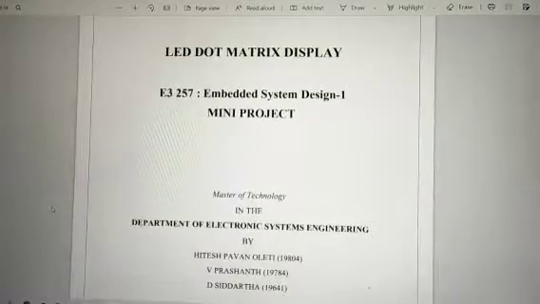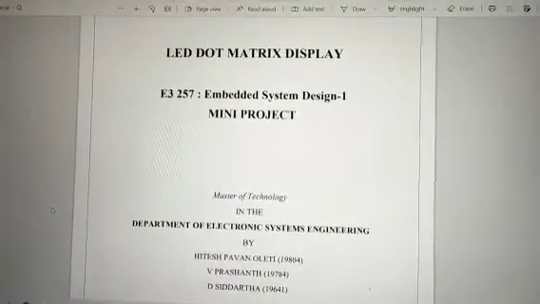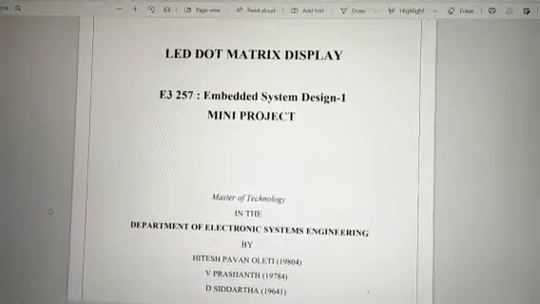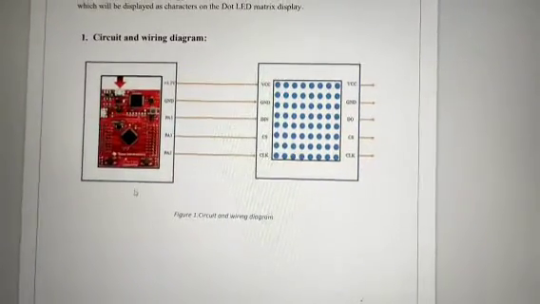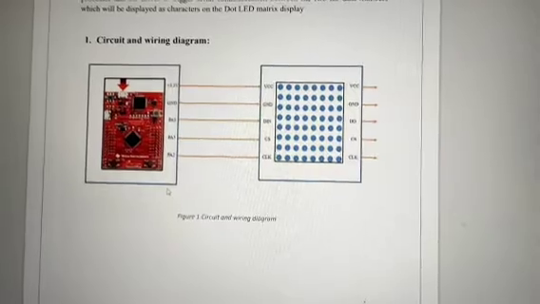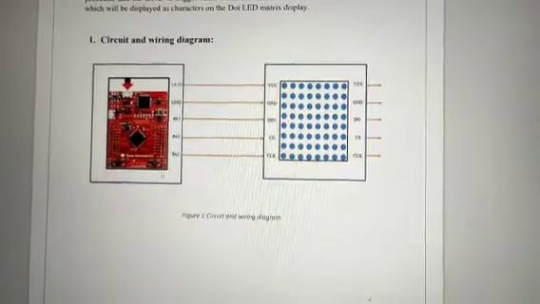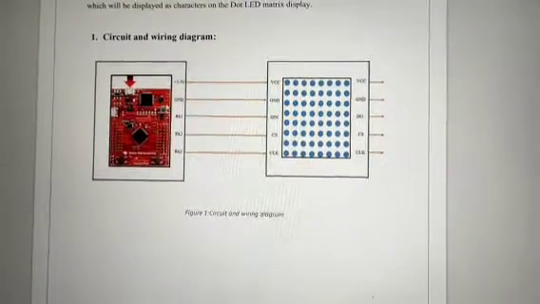Today, we are here to present a video demonstration on our project, the LED dot matrix display. Firstly, let us see the circuit and its wiring diagram. Here, we are using the synchronous serial interface, specifically SSI 0. For that, we have to give these 5 connections.